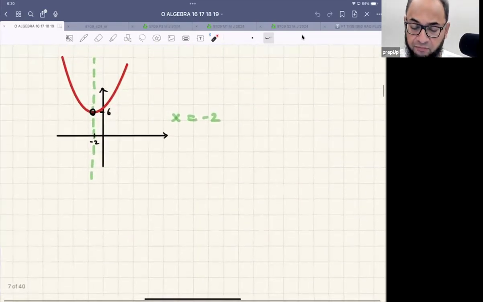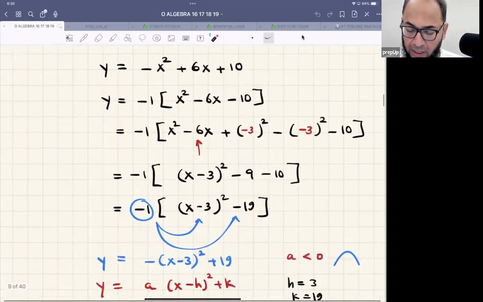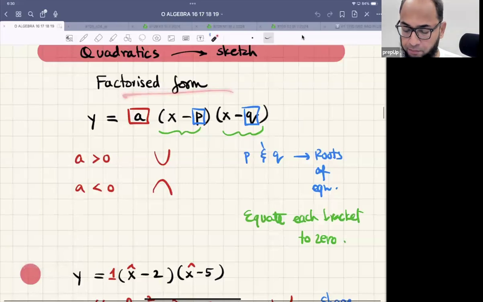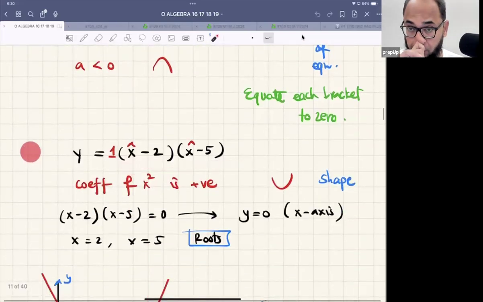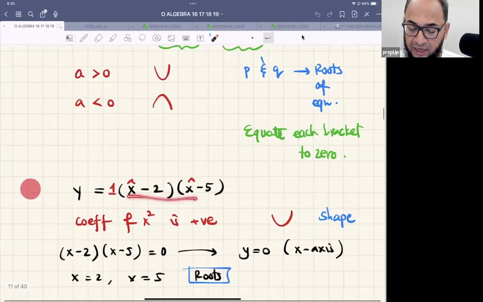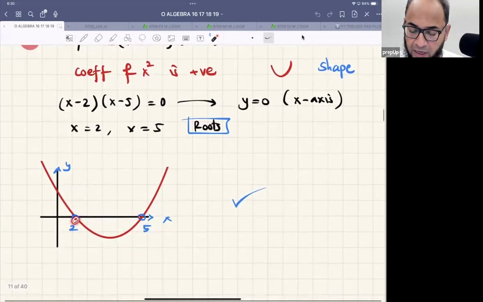Go over this. X is equal to minus 2, that's a line of symmetry. More examples, more examples. The factorized form, everything related to quadratics is a must. We just factorize it, we equate it to 0, we get the roots of the equation. Roots means x-intercept. Roots mean solution of equation, where the graph cuts the x-axis, y coordinate is 0.